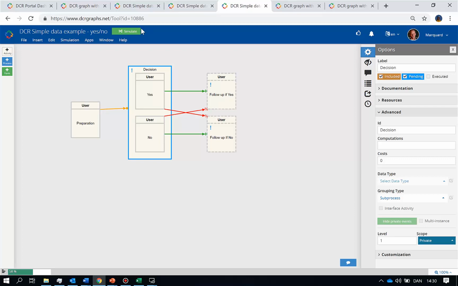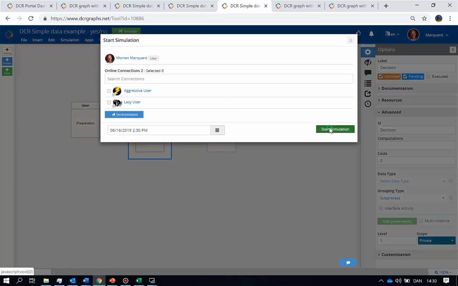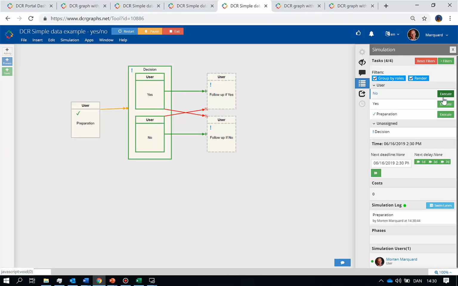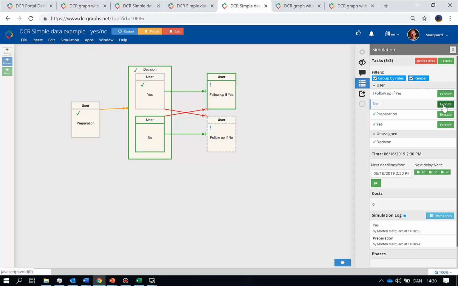So let's simulate this. As before, we start with the preparation, and then we have to make a decision, which is either yes or no. Once we make a decision, we see that the yes is executed as well as the decision, and we have to do the follow-up if yes. We can still change our mind. We don't have to, but we can change our mind. Then we have a follow-up no to reach an accepting state of the process.